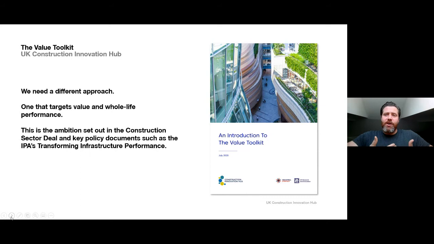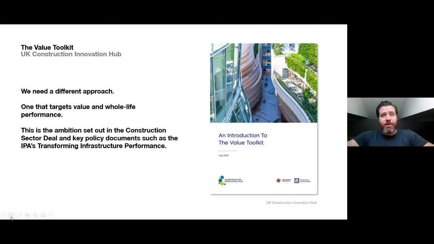That Procuring for Value work has now developed significantly and was also fast-tracked during COVID by the government. It was initially on a 24-month timeline, then moved to 18. It's now been fast-tracked to a six-month delivery timeline to deliver the Value Toolkit. The Construction Innovation Hub are heading up this work in partnership with others and the Construction Leadership Council.